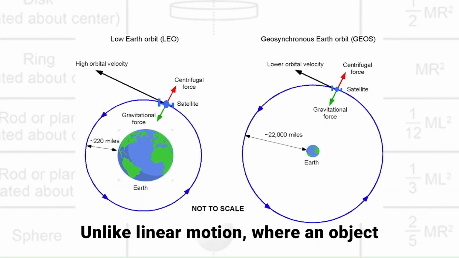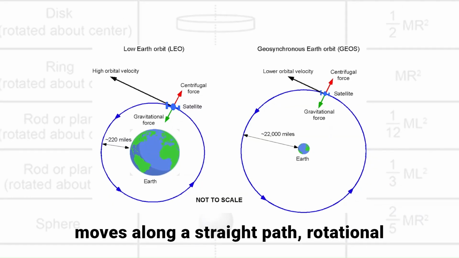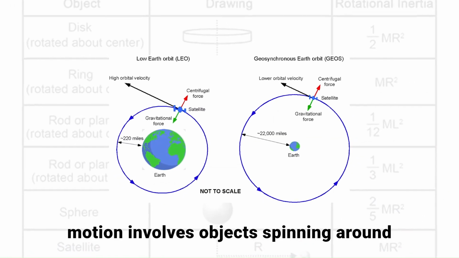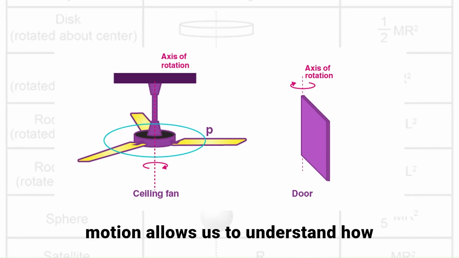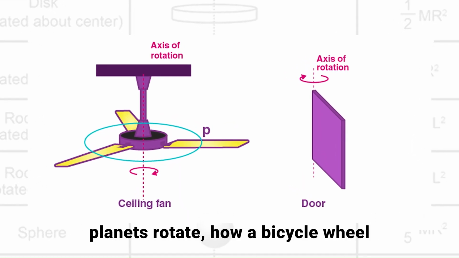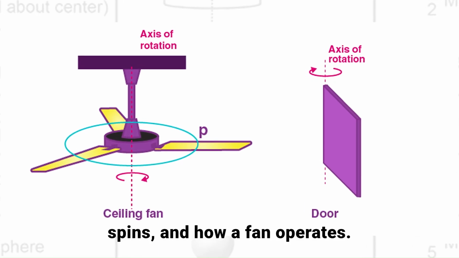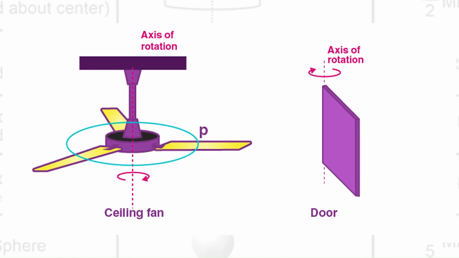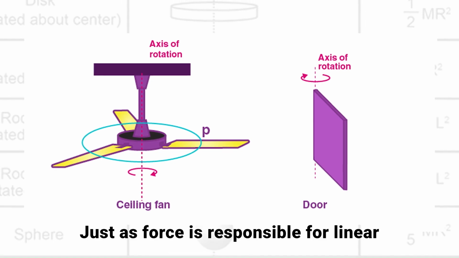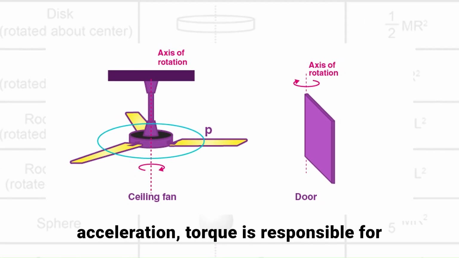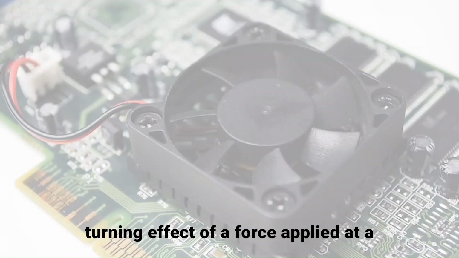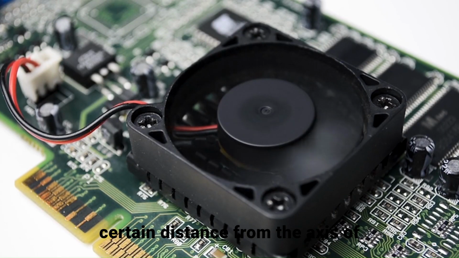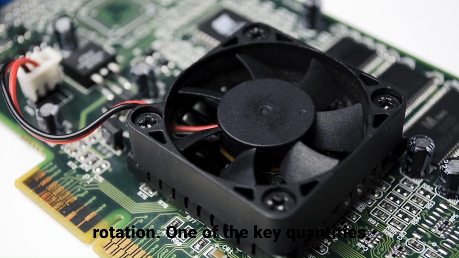Unlike linear motion, where an object moves along a straight path, rotational motion involves objects spinning around an axis. The study of rotational motion allows us to understand how planets rotate, how a bicycle wheel spins, and how a fan operates. Just as force is responsible for linear acceleration, torque is responsible for rotational acceleration. Torque is the turning effect of a force applied at a certain distance from the axis of rotation.